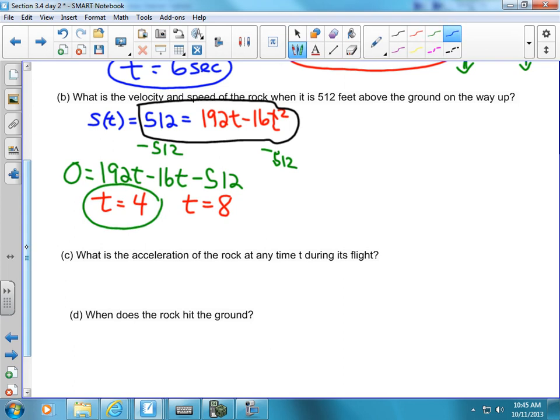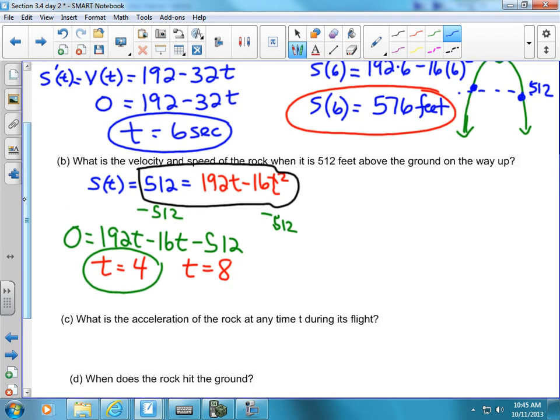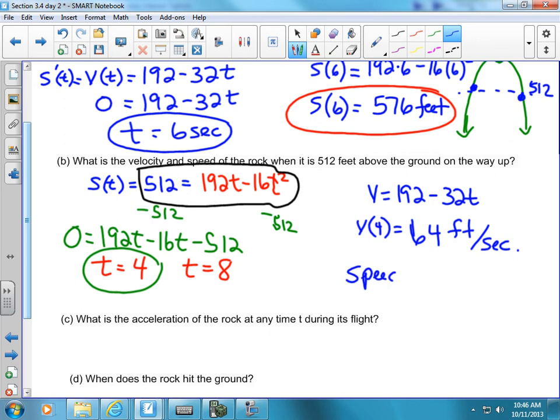And we want to know the velocity and speed. So we're going to use our velocity equation. Remember, velocity equals, from the part before, 192 minus 32t. So if we plug a 4 into the velocity, we find out that it's 64 feet per second. And that velocity is also the speed, because remember, speed equals the absolute value of velocity. So that also equals 64 feet per second. It's just the positive.